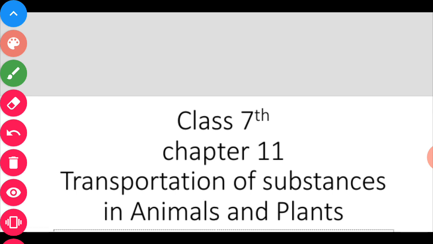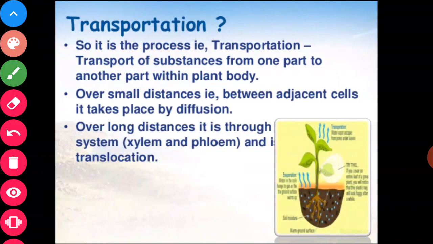And the chapter 11 is transportation of substances in animals and plants. Dear students, we know that the body of every organism is made up of cells. A large organism has millions of cells in its body. In order that the organism may be able to maintain its life on the earth, all its cells must be supplied with essential substances. These essential substances are food, oxygen, water, etc.